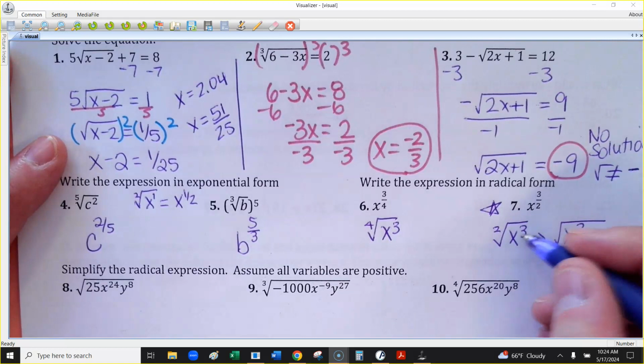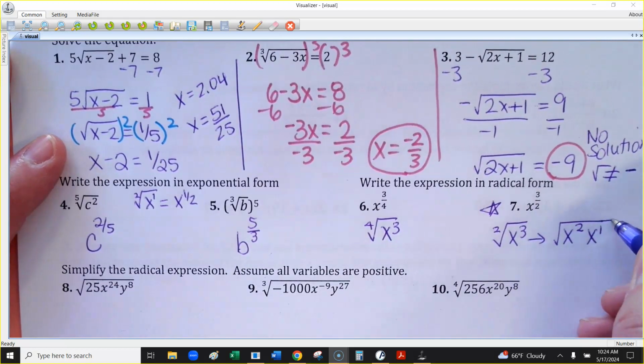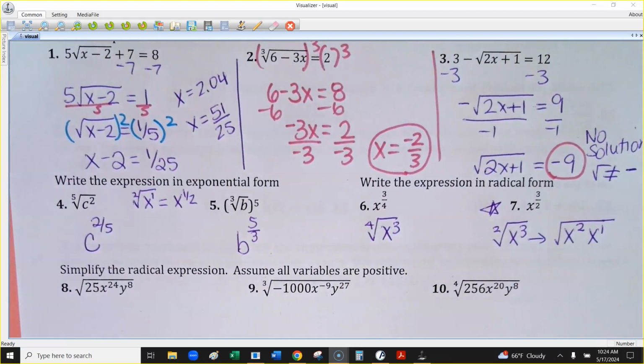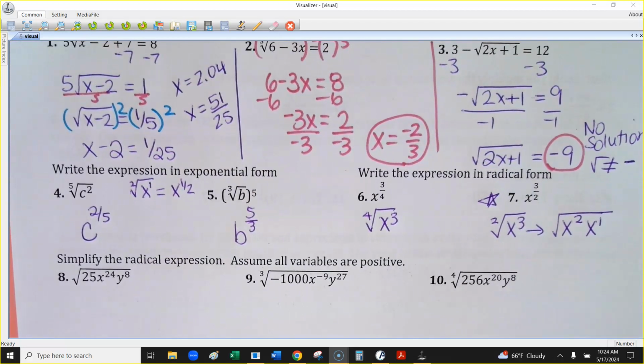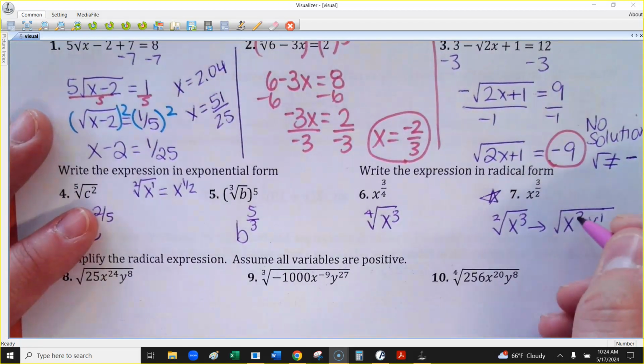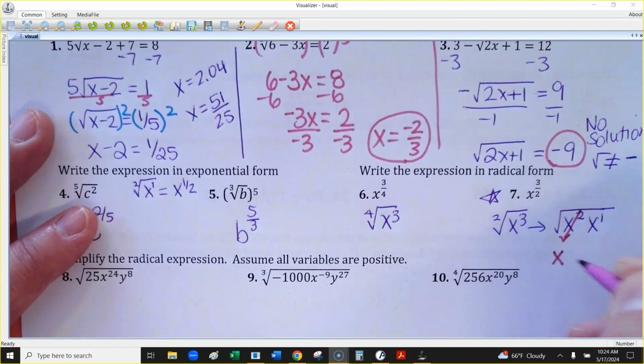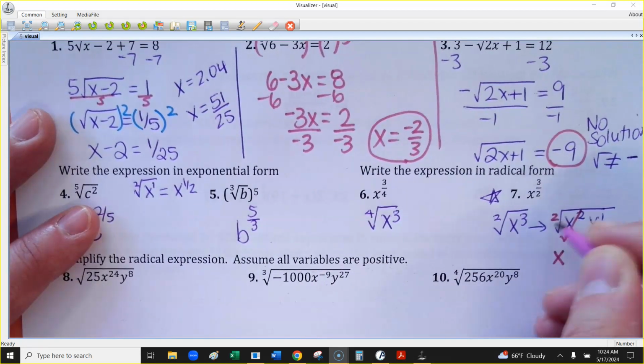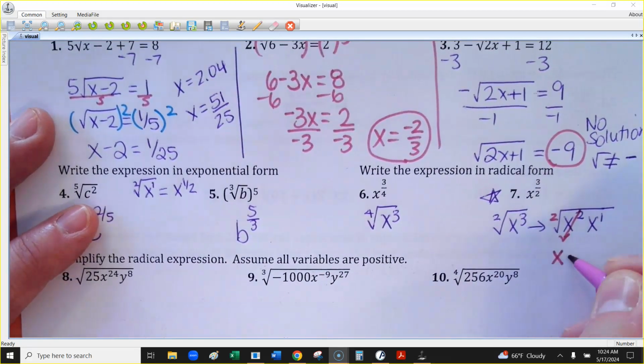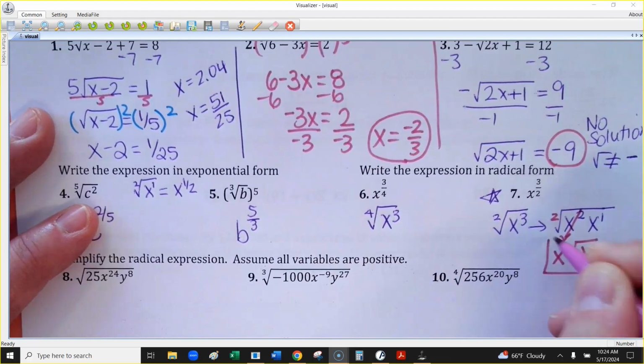But if I break this apart, x to the third is the same thing as x squared times x. And I'm just trying to take out any perfect squares. So the x squared, the exponent divided by the root 2, divided by 2, would take out an x, but this other x would be left underneath. So that's kind of tricky on that one.